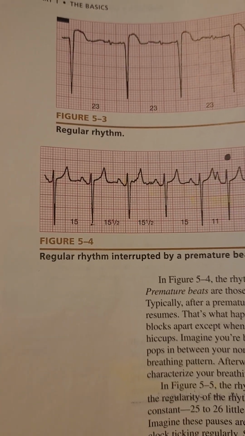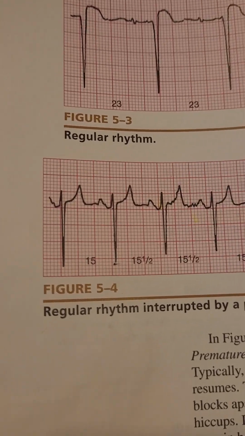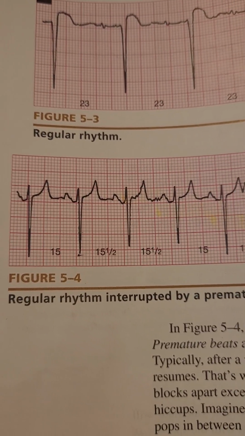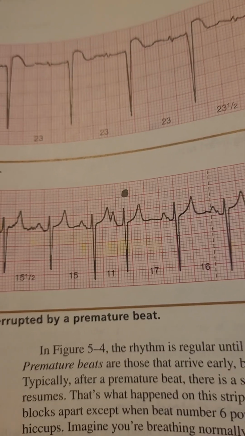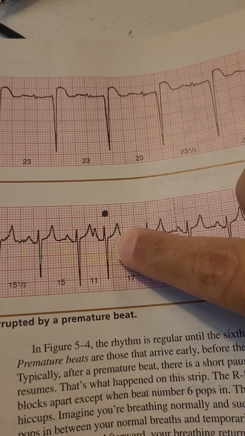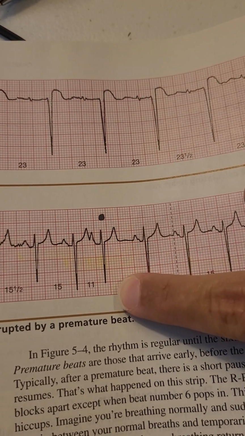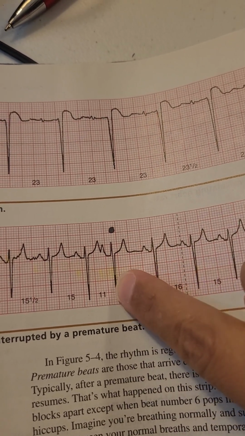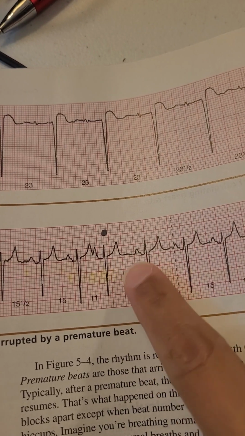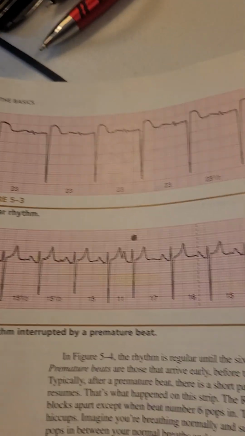And I'm going to give you some examples. This is going to be the last for chapter 5. Some examples. Figure 5-4, you see, for the most part, they're all marching out, 15, 15 and a half, 15 and a half, 15. Then you get a little premature beat. Premature means kind of like what it sounds like. A premature baby comes before it's due. Kind of like that, right? So it's a little bit sooner than expected. So you'll have different kinds of premature beats.